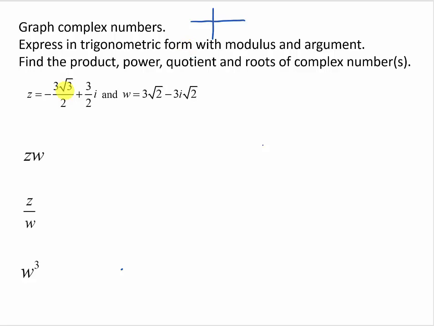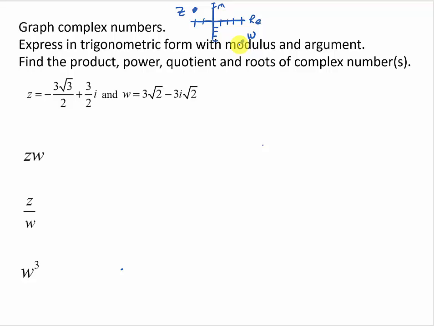So I would take negative 3 square roots of 3 over 2, which is about negative 2.6. And so I'd go over that, and then I would go up 1.5. Remember that the x-axis is the real axis and the y-axis is where you plot the imaginary piece. So if I wanted to plot w, 3 square roots of 2 is about 4.25, so 1, 2, 3, 4, and then we need to go down about that far, and w would be like this. So plot the real piece and then the imaginary piece.